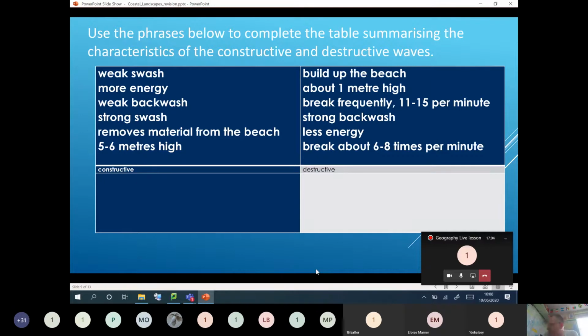From what we have talked about there, what I would like you to do is sort these statements and write them into your table, under whether they are constructive or destructive. I'm going to give you 3 minutes to complete that task. Go.